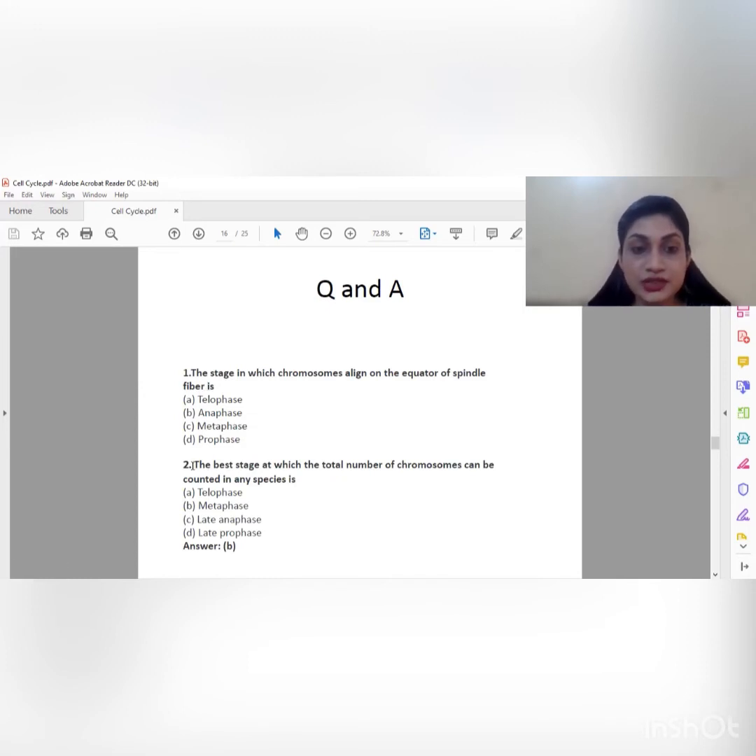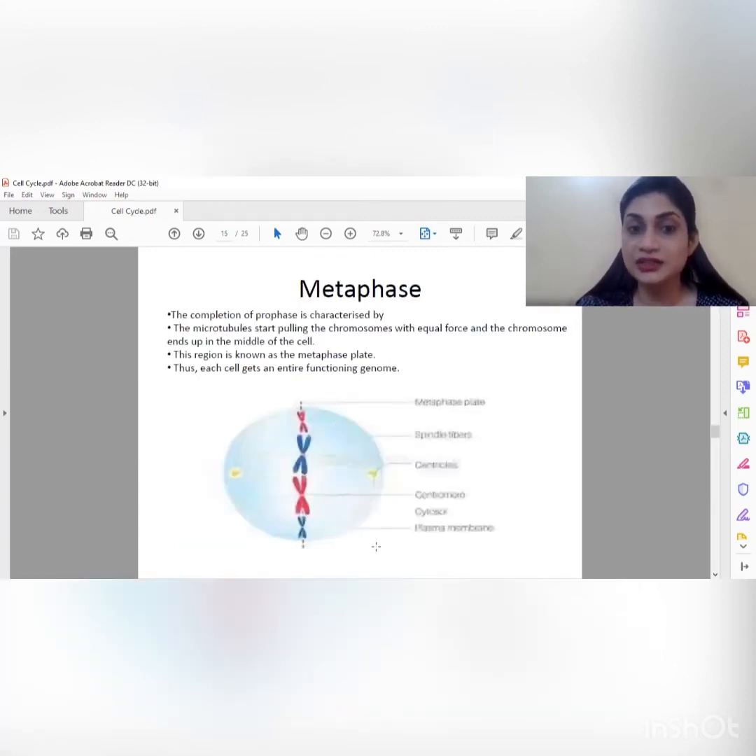The next question is: the best stage at which the total number of chromosomes can be counted in any species is metaphase. Yes, this is a very prominent stage to study any cell division. During metaphase, if you look under the microscope, it is clearly visible. It is the most clear stage under the microscope, because the chromosomes are placed on the equatorial plane and are very visible. You can just look at it and know, yes, this is metaphase.